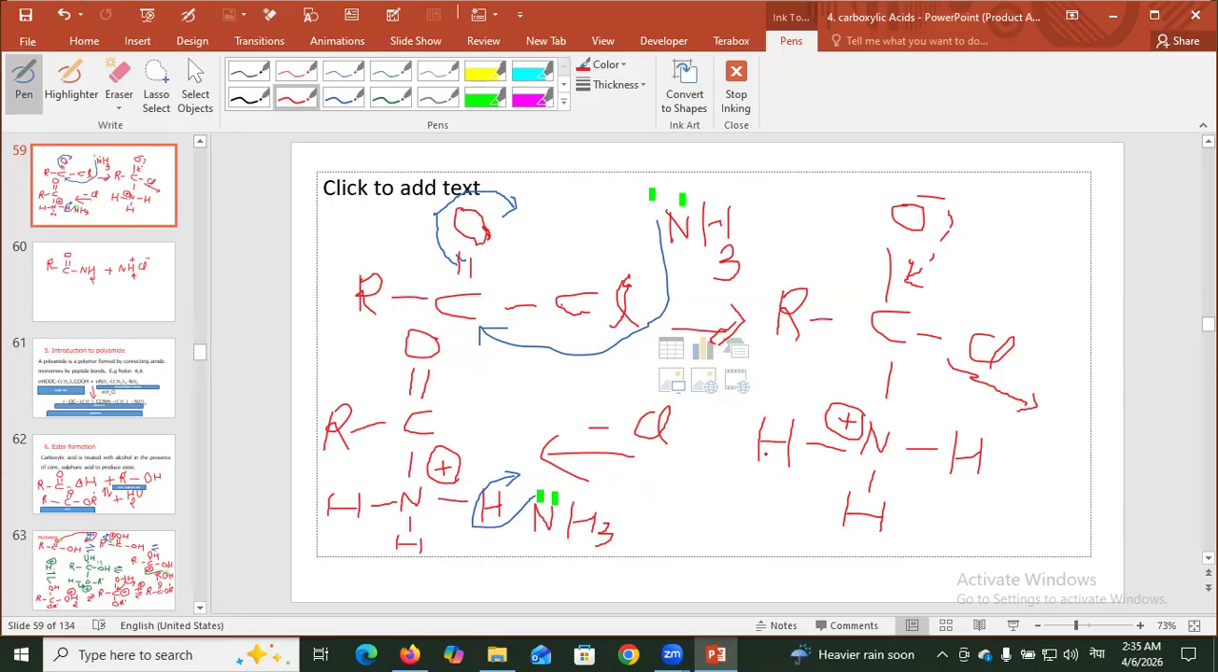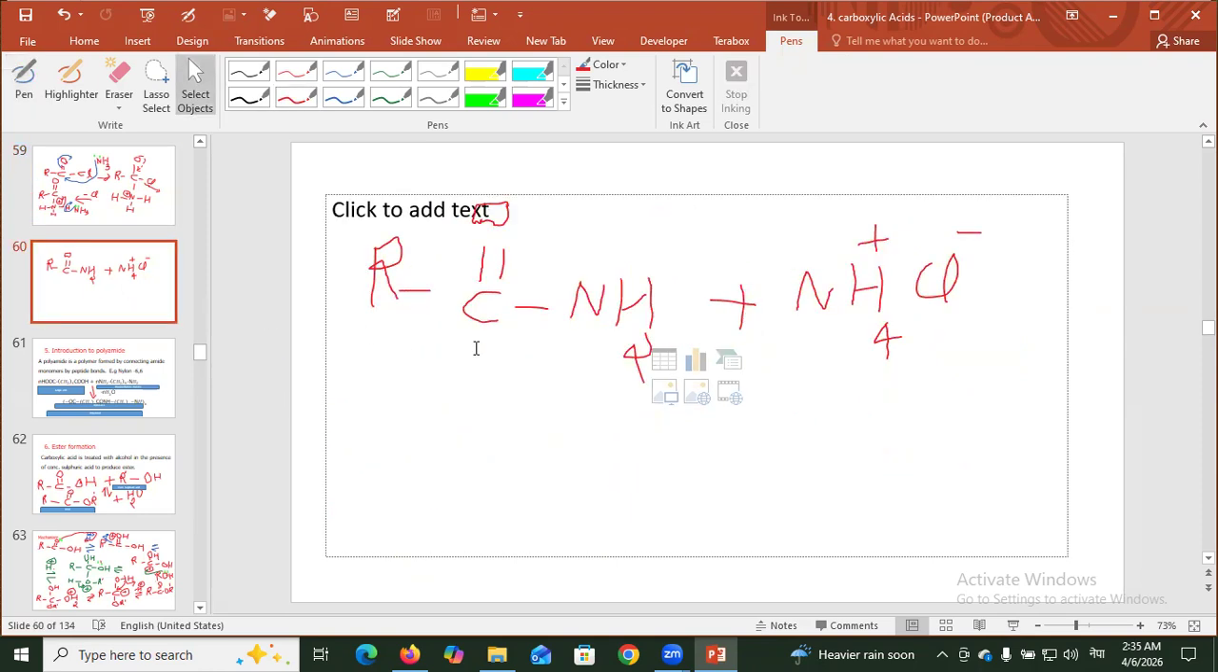Okay. So the electron comes back to the carbon and removes this chloride. And again, another ammonia gas abstracts this hydrogen and neutralizes this positive charge, producing this amide.